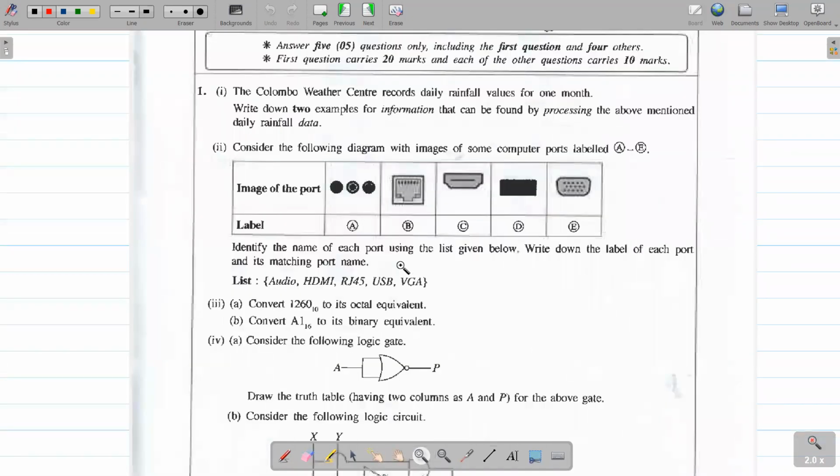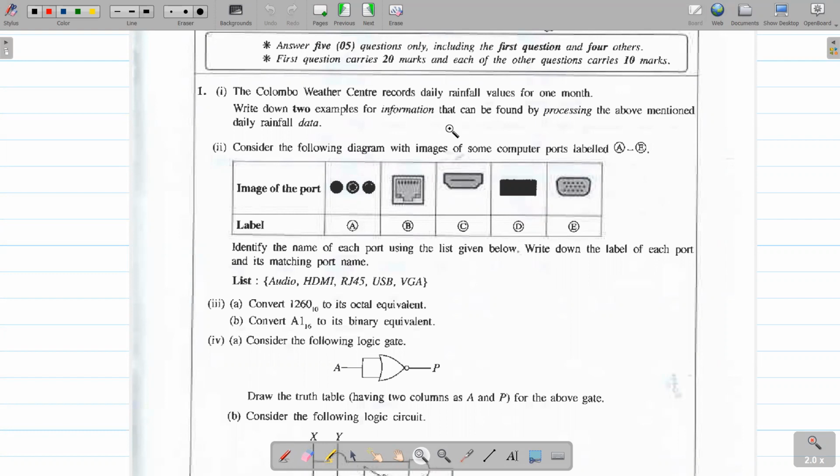Is everyone done with the second paper? Is there anyone who has not completed this? Okay, I consider that there is no one who has not completed this. So let's go with this.